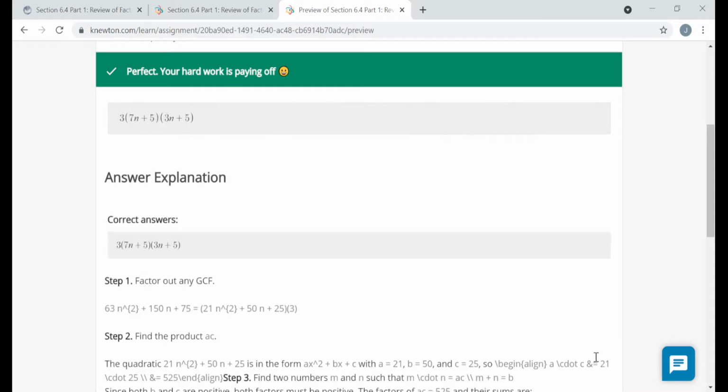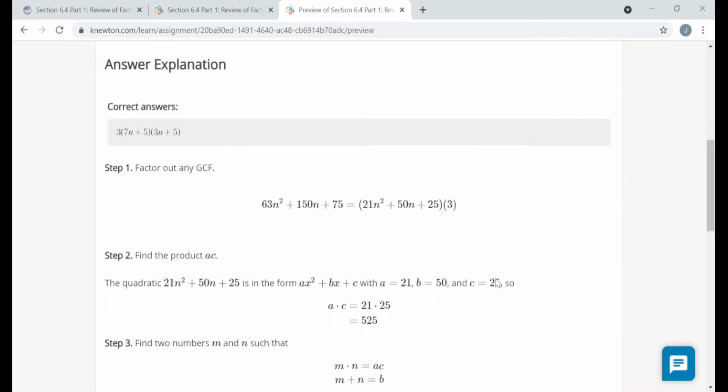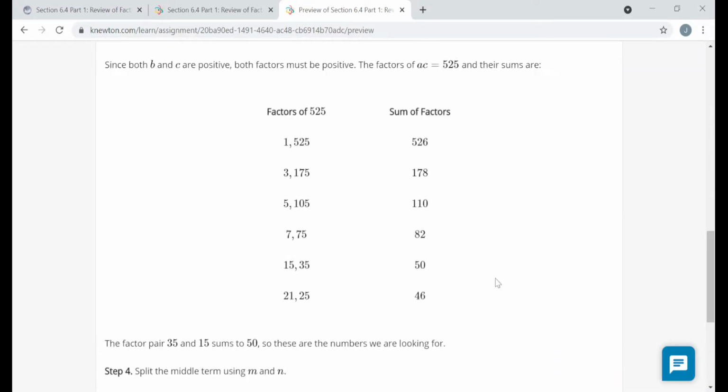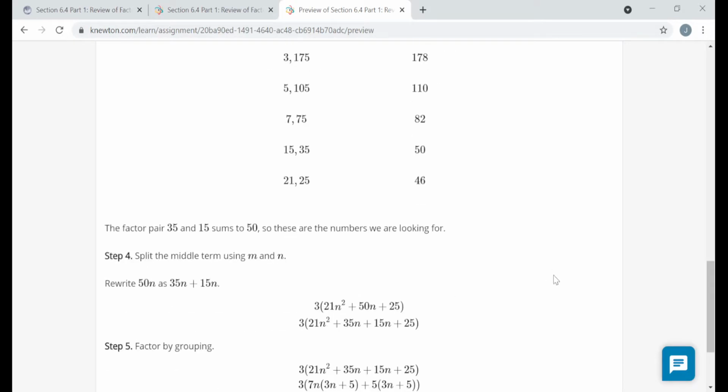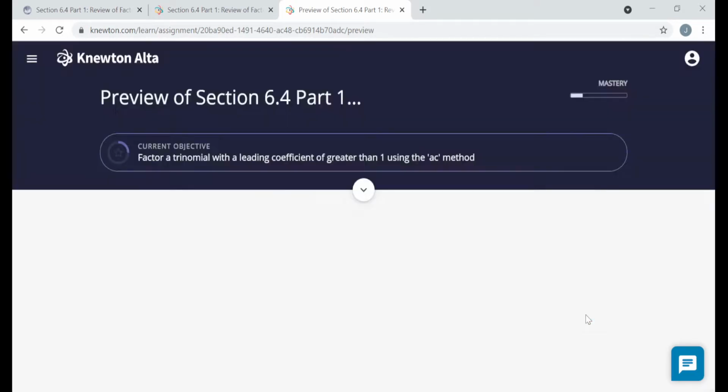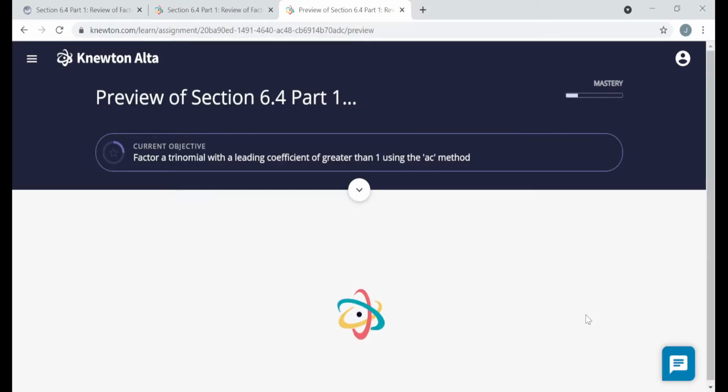And again, please read through the answer explanations. Okay. And you see they did the same thing. But I stopped when I actually had two factors that added up to what I wanted. They kept going. No need to do that. All right, moving on. Yeah, that was the AC method.